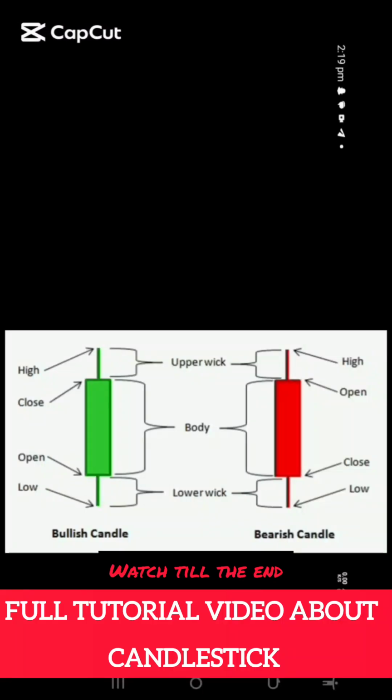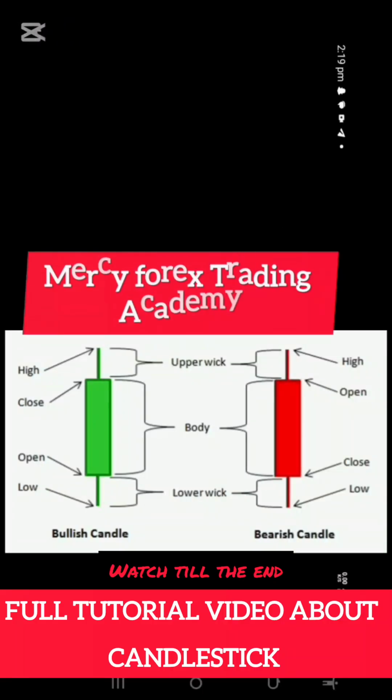One of these things is what we call candlestick. This is what we call candlestick, right? I've explained it to you. I say it's a chart visualization.